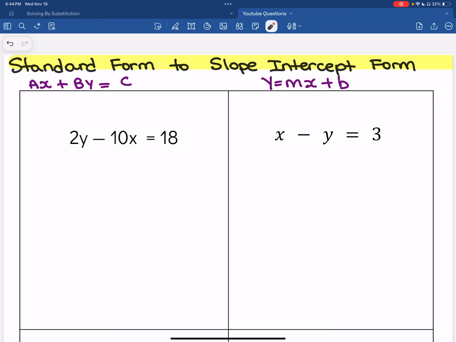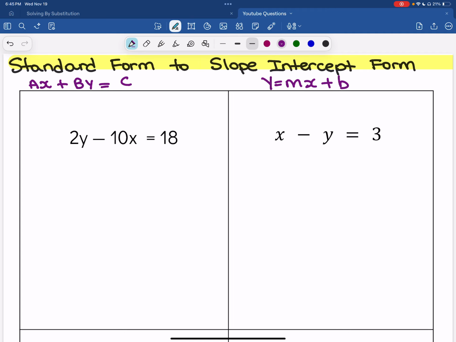So in the first example, if I were trying to get the 2y by itself on the left side, I would need to move this negative 10x over to the right side of the equation. To do that, I use inverse operations. I do the opposite of what's happening here. So since this is a negative 10x, I would do positive. So I would add 10x. And whatever you do to one side of an equation, you do to the other side. So I would add 10x to both sides.